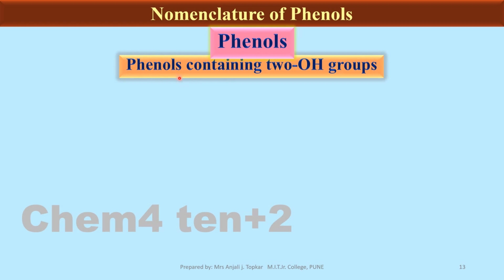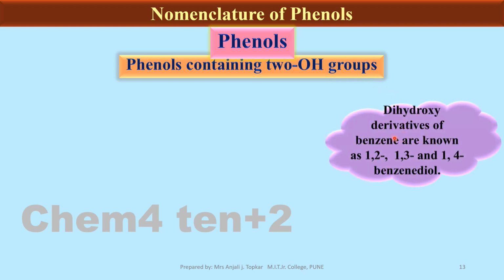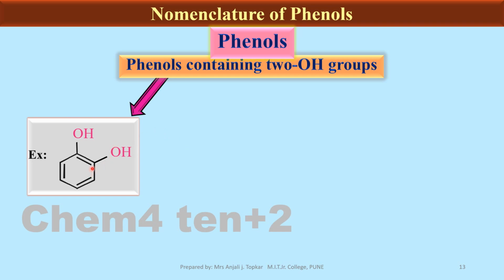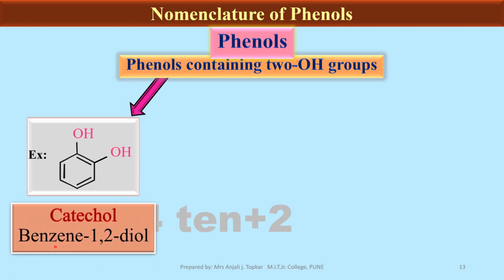Let's talk about phenols containing 2 OH groups. Dihydroxy derivatives of benzene are known as 1,2, 1,3 and 1,4 benzenediol. Let's understand it with an example in detail. As we can see here, this compound contains 2 OH groups. The name of the compound is benzene 1,2-diol or catechol.